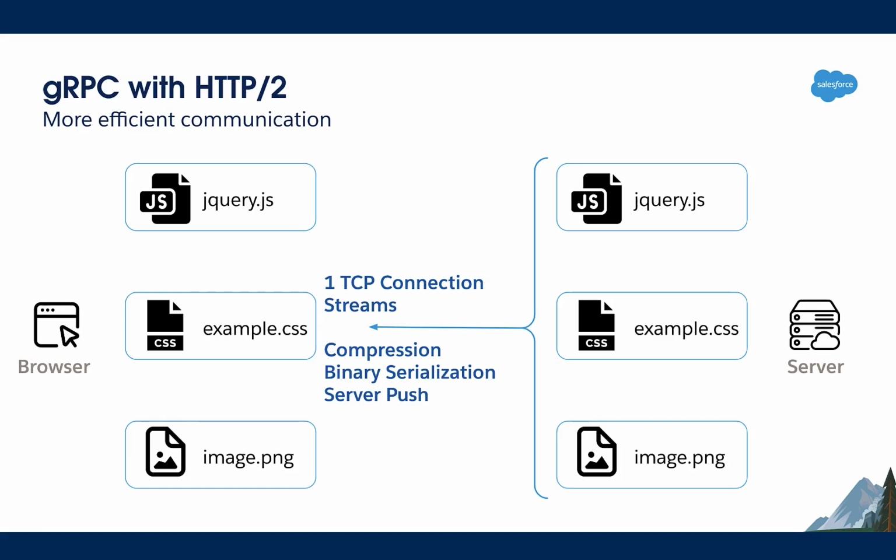So let's see why this is more efficient. To start off with, we can see that the browser is requesting 3 different types of artifacts from the server. Some JavaScript, some style sheet, and an image. Traditionally, with HTTP1, each of these would be pulled in a separate TCP connection. If we look at how this is done in HTTP2, however, we can see that there's one TCP connection that is opened and remains open, and the HTTP2 connection has this concept of streams.